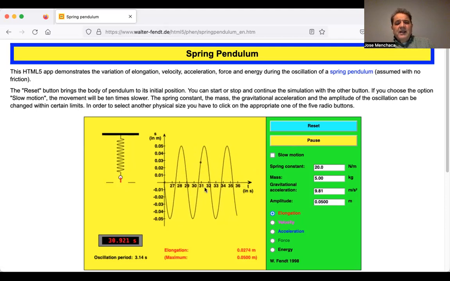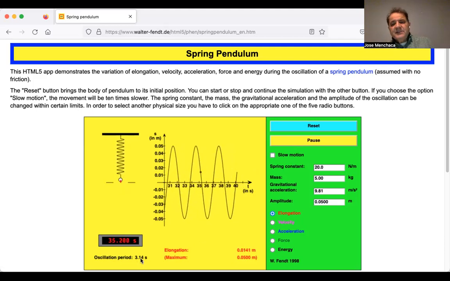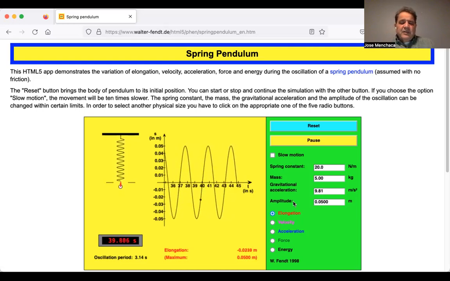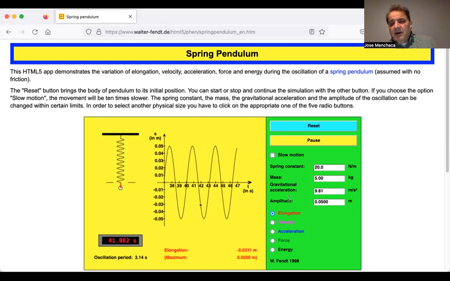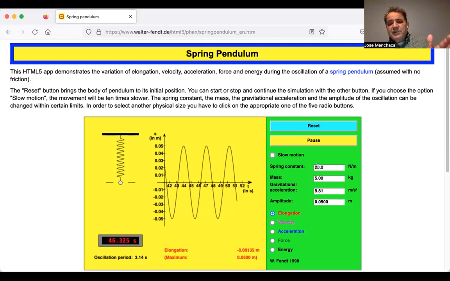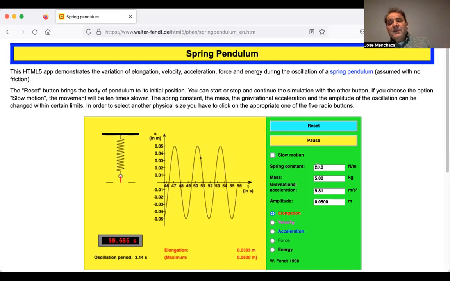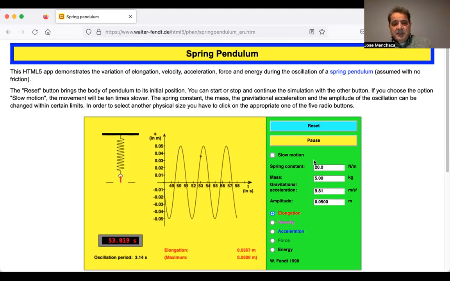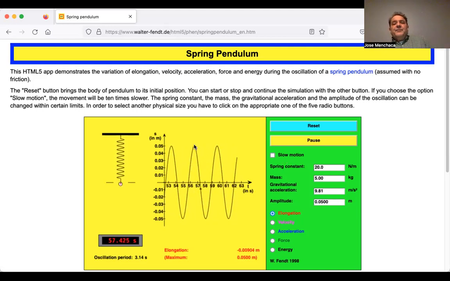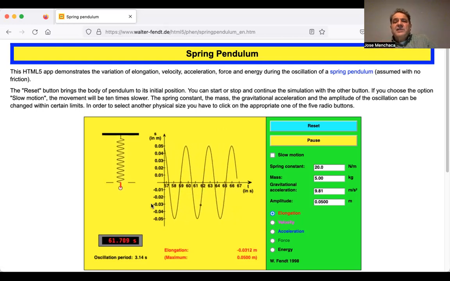The wavelength, the period. The period here is 3.14 seconds. Now, the period of spring pendulums is based on the mass, and it's also based on the spring constant. But we won't get into that right now. This was just to show you how an oscillating spring pendulum mimics a sine wave.